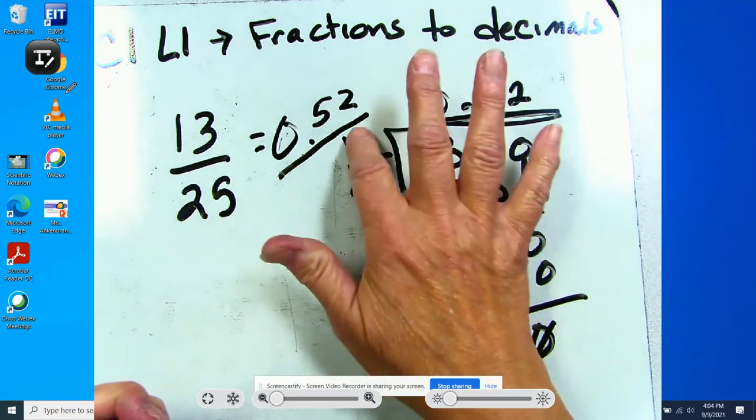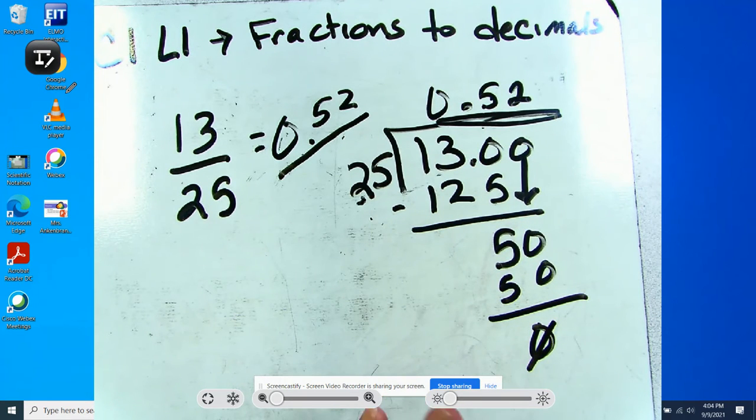Okay? I hope that makes sense to everybody. It's as simple as that. Divide the top number by the bottom number. All right? Good luck.